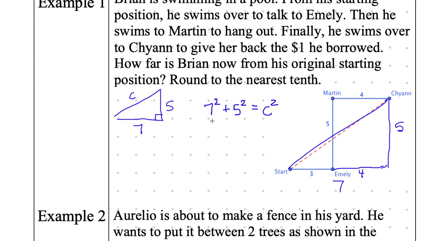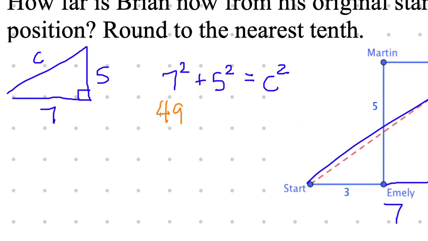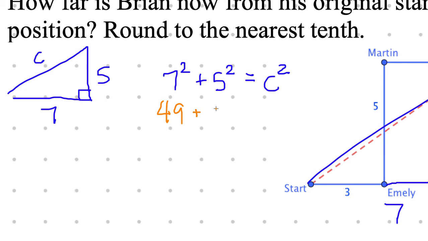7 squared. 7 times 7. 49. Perfect. 49. I'll actually do this in a different color. 49. And then let me zoom in here so I can see what I'm doing. 5 squared. 25. And that's still equal to C squared.